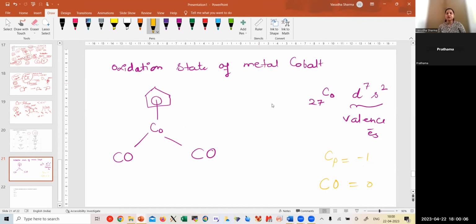Yeah. So you are absolutely right that cobalt is occurring in +1 oxidation state. Can you tell me about the total valence electrons of this complex?